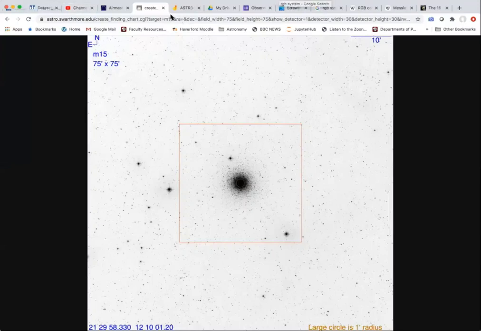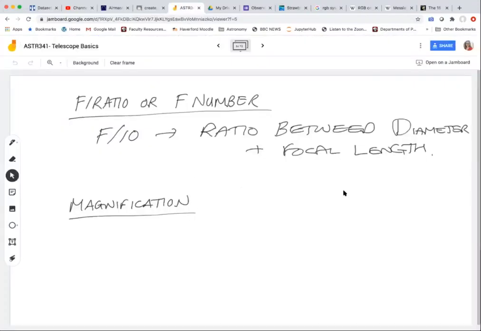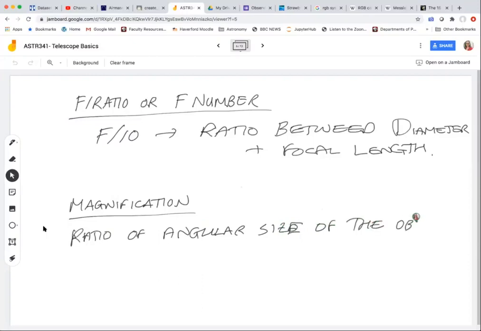Like how many times it enlarges the image? Yeah, exactly. So mathematically, we could say it's the ratio of the angular size, that's supposed to be an E, sorry, of the object to its apparent angular size in your eye.